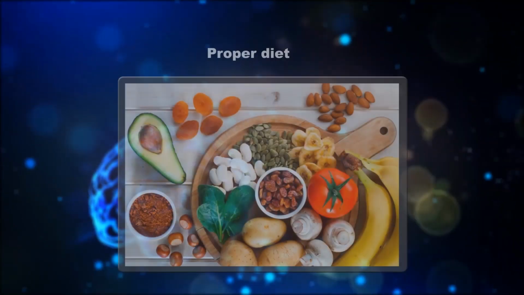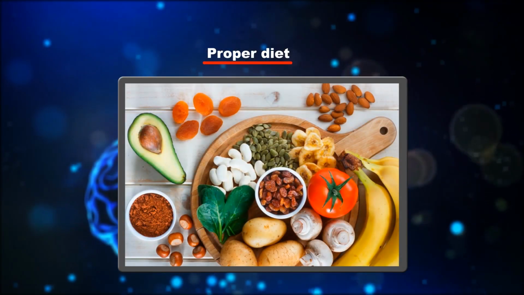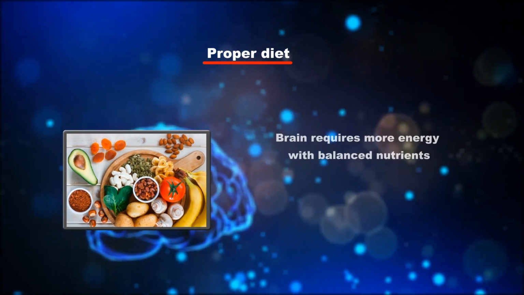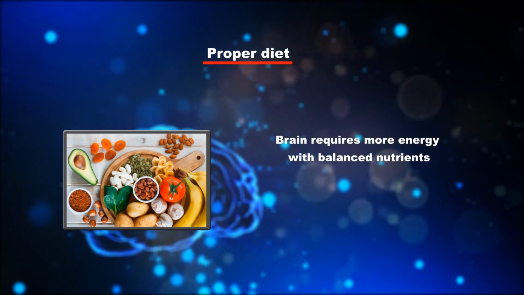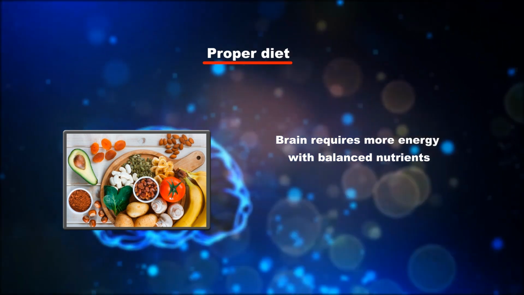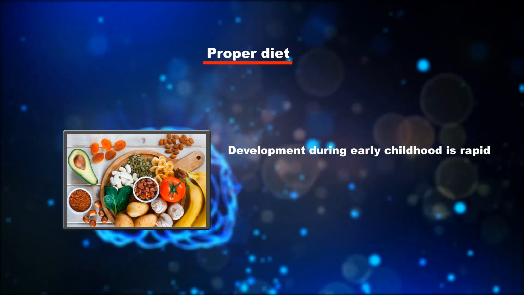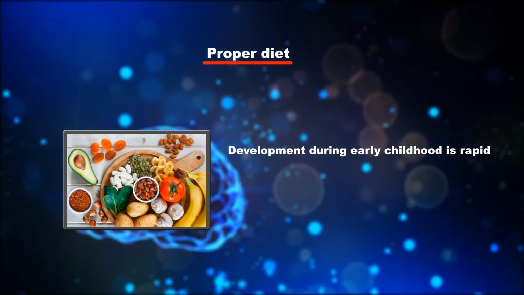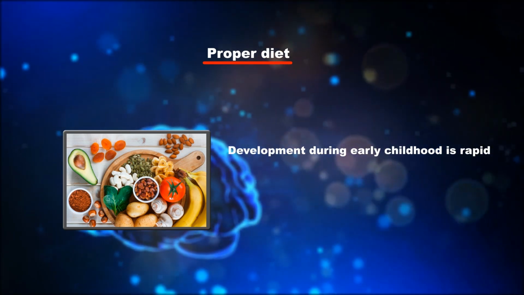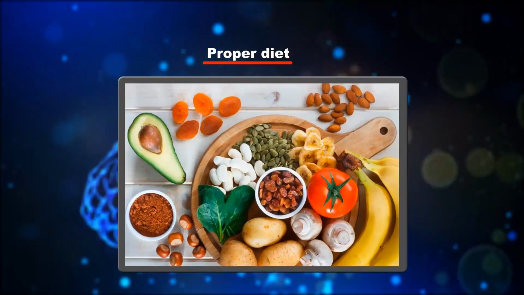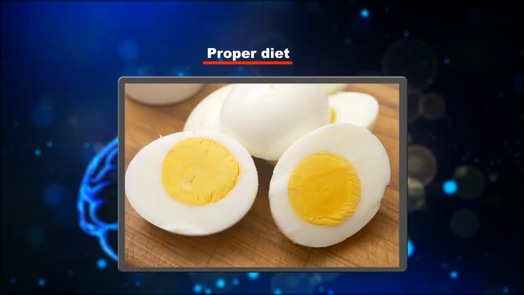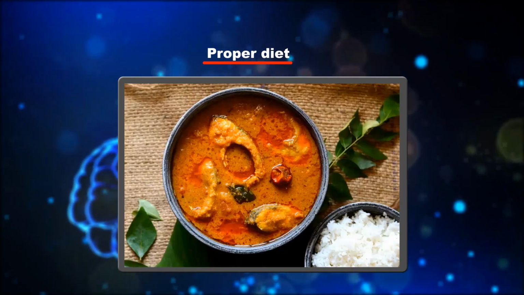Then comes proper diet. Diet takes up a prominent role in brain development for two reasons. The first is that the brain requires more energy and balanced nutrients to develop and work properly. Secondly, the period of early childhood itself is considered to be a period of rapid development. Hence, a diet with a supply of nutrients such as proteins, vitamins and minerals like iron is essential for a child. Some of the brain-building foods are eggs for protein, leafy greens for vitamins, and fish for omega-3 fatty acids.